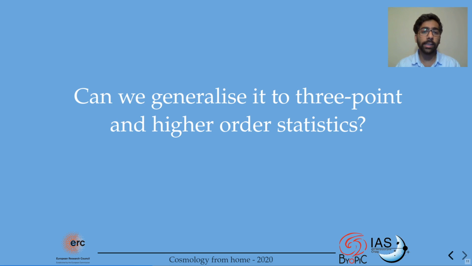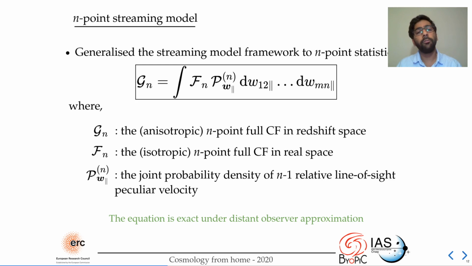Now the question is: it has already been shown in Fourier space that by combining the power spectrum and bispectrum, one is able to gain cosmological information. And so the question here was, can we generalize the streaming model to 3-point and higher order statistics? What we realized is that we can indeed generalize it. Starting from first principles, we generalize the streaming model framework to n-point statistics.